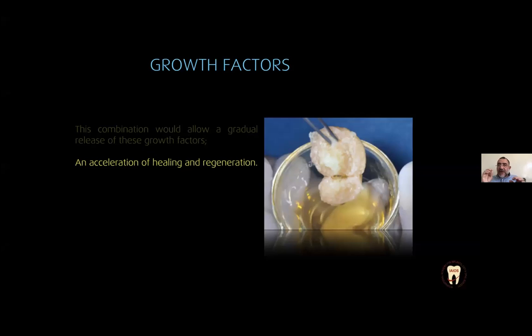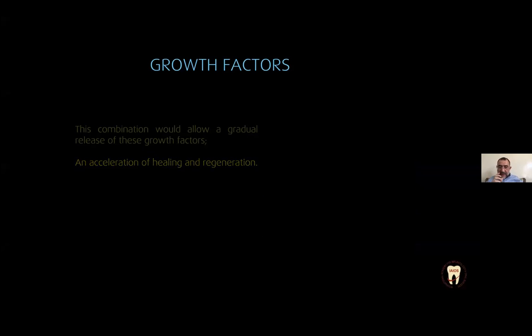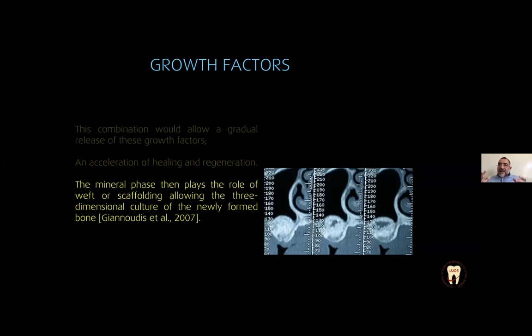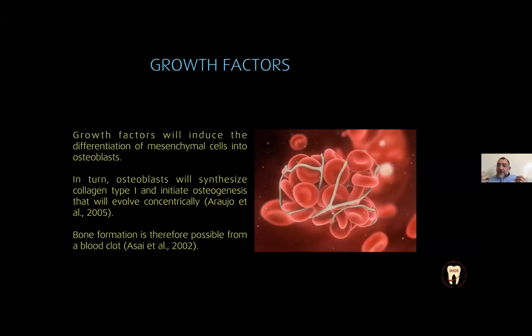Factors, an acceleration of healing and regeneration. And the mineral phase then played the role of a weft of scaffolding, allowing the three-dimensional sculpture of newly formed bone. And growth factor will induce the differentiation of mesenchymal cells into osteoblasts. And the osteoblast will synthesize collagen type 1 and initiate osteogenesis. And you can say that bone formation is therefore possible from the blood clots.